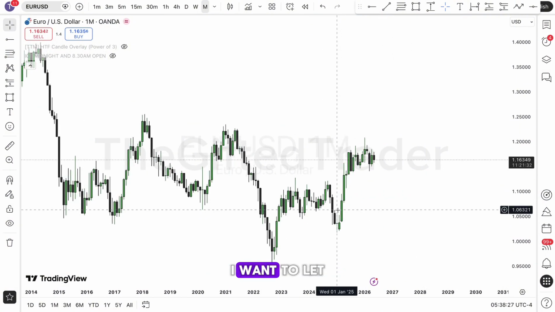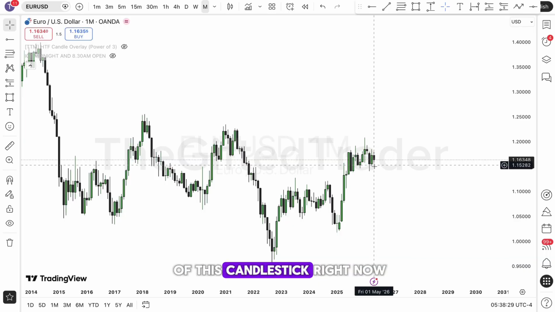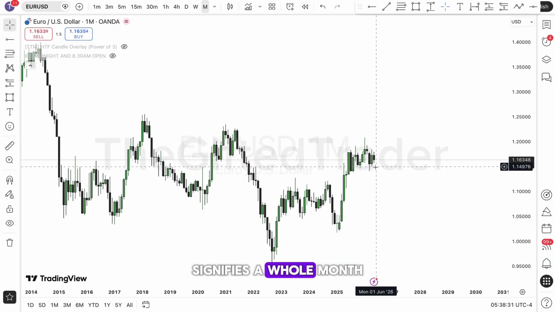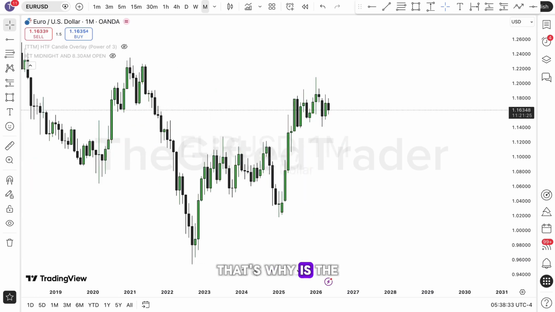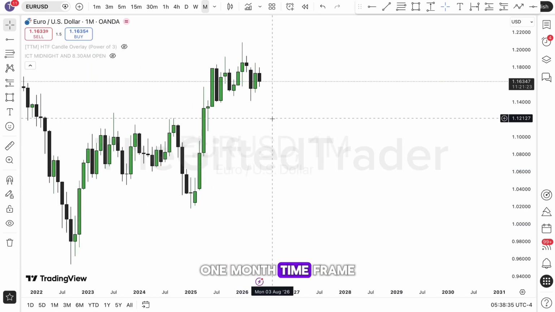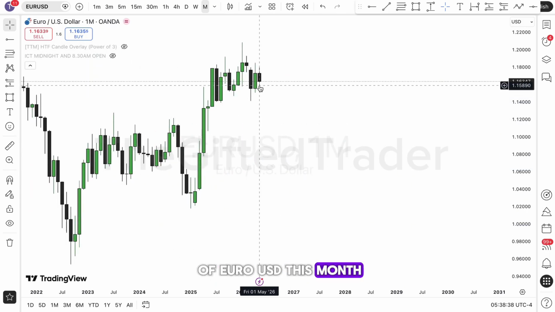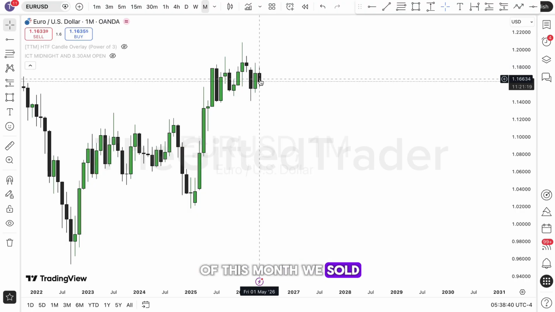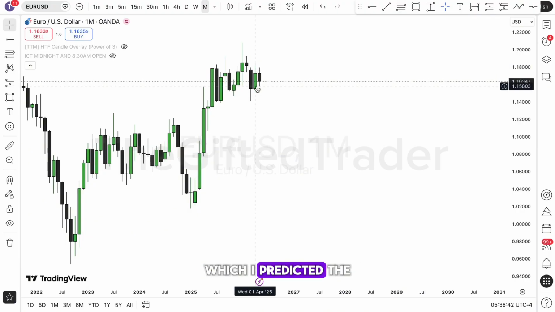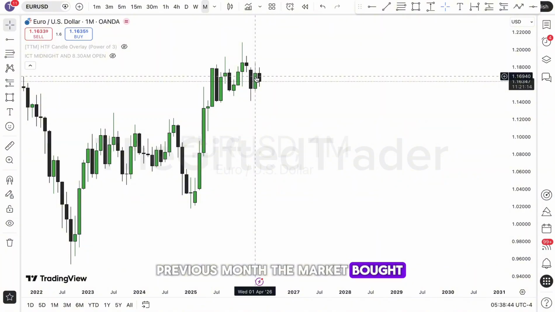Knowing that, I want to let you know that each of these candlesticks right now signifies a whole month. That's why it's the monthly time frame, 1 month time frame of Euro USD. This month, that means this whole month we sold, which I predicted. The previous month, the market bought.